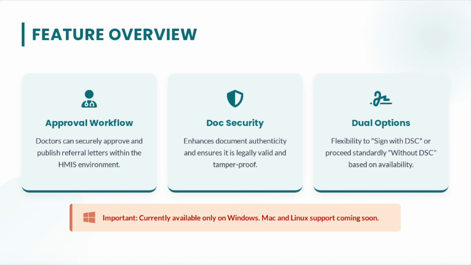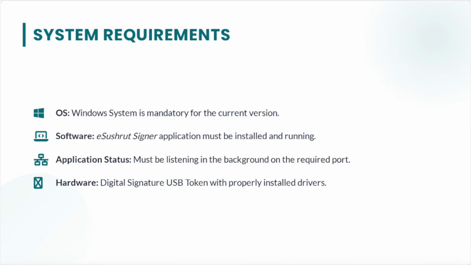Before we start, let's ensure all requirements are fulfilled. System requirement: you must be using a Windows system. Software requirement: eSushrut Scanner application must be installed and running. Application status: the eSushrut Scanner application should be running in the background and listening on the required port. Hardware requirement: you must have a digital signature USB token, and its drivers should be properly installed.